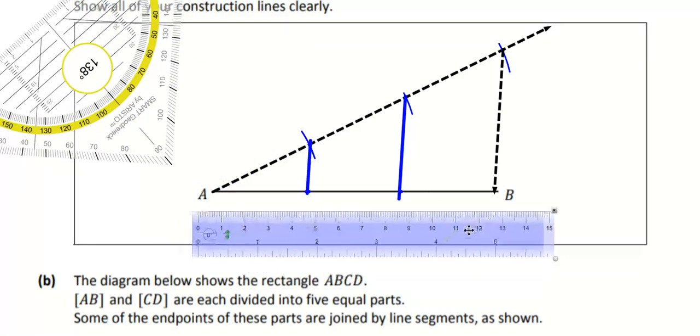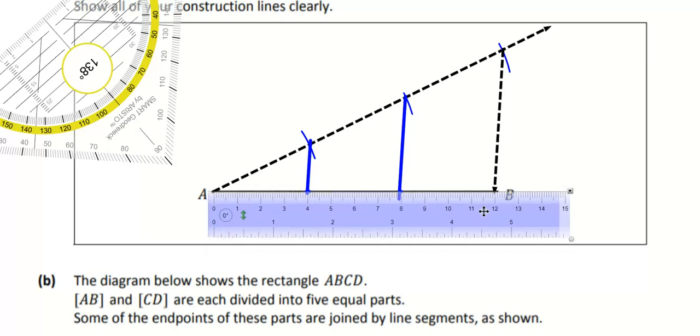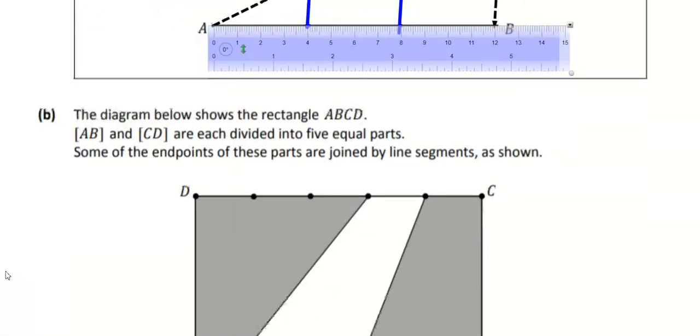And if I measure it up, it should be at 4 and 8 respectively. There you go. Very approximately right. Okay, that's that one done.